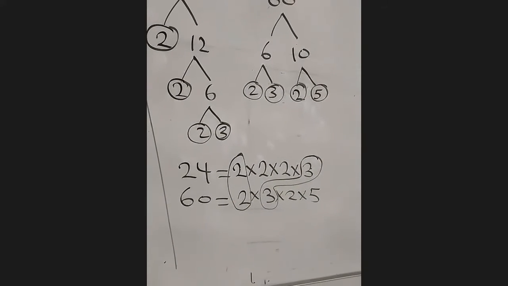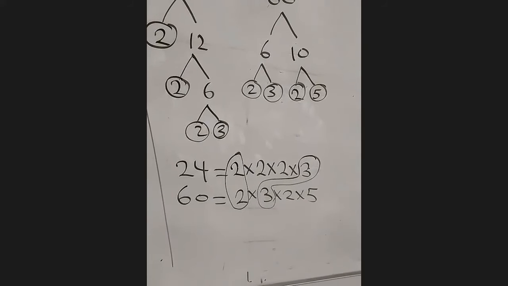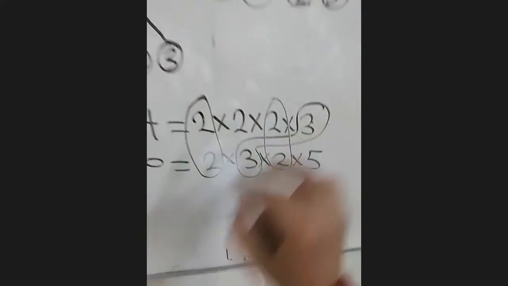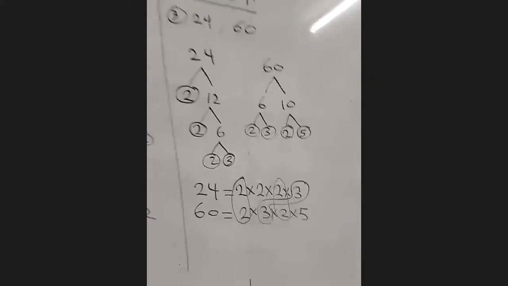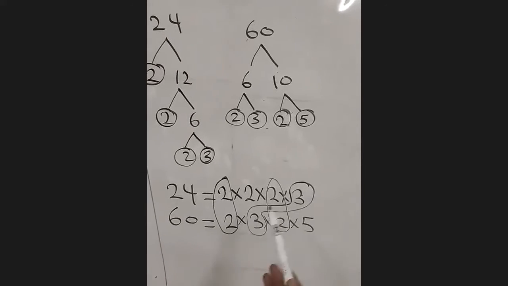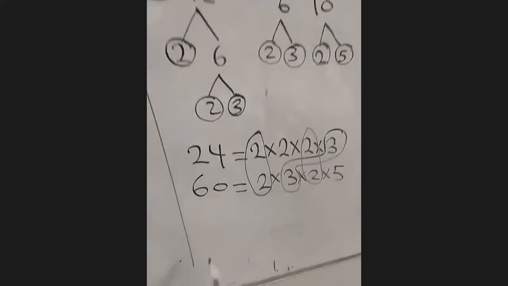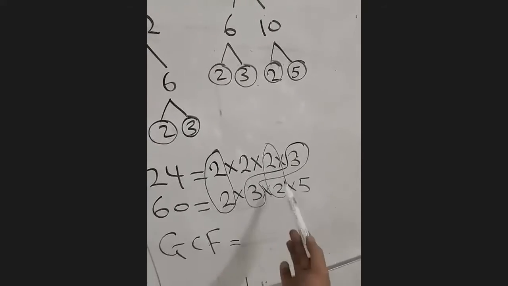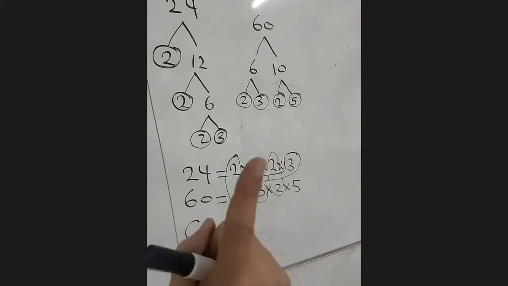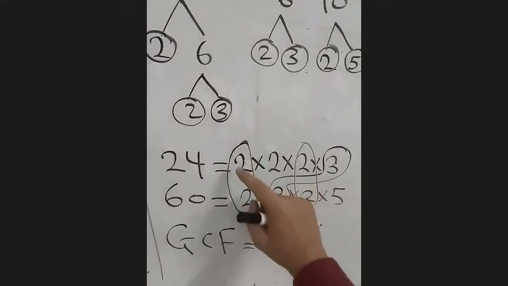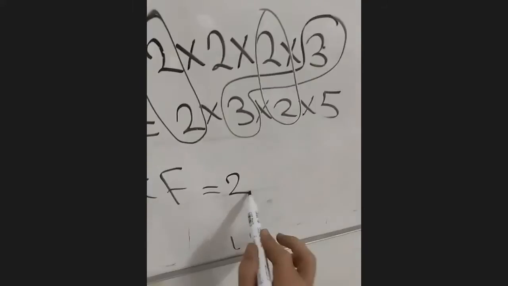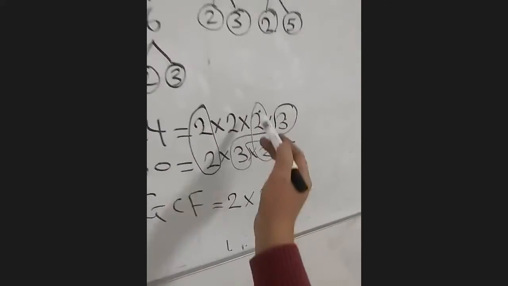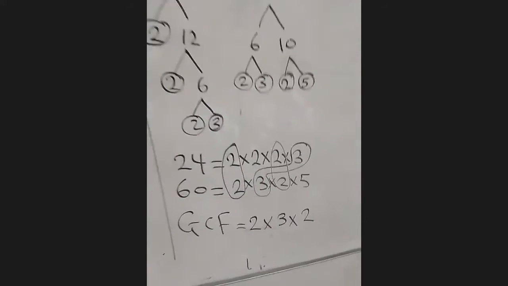Okay. 2 and 2. Put a circle like this. Got it? How many common groups do we have? 3 common groups, right? Now, the greatest common factor equals... From each group, we take how many numbers? 1 number only. This group, 2 and 2, take 1 number. This group, 3 and 3, take 1 number. This group, 2 and 2, take 1 number. Got it?